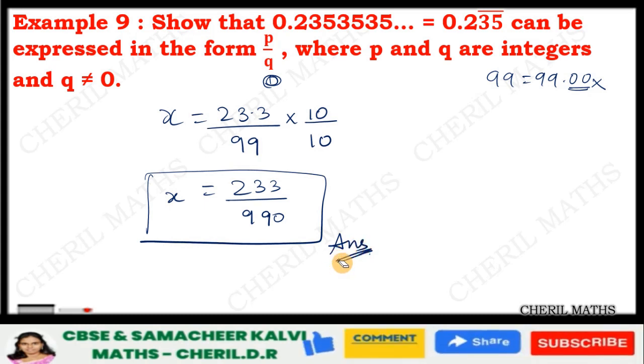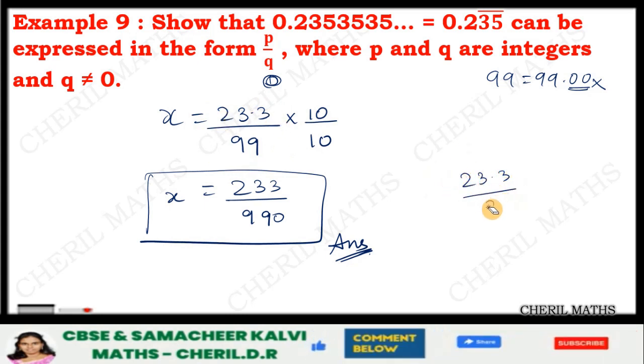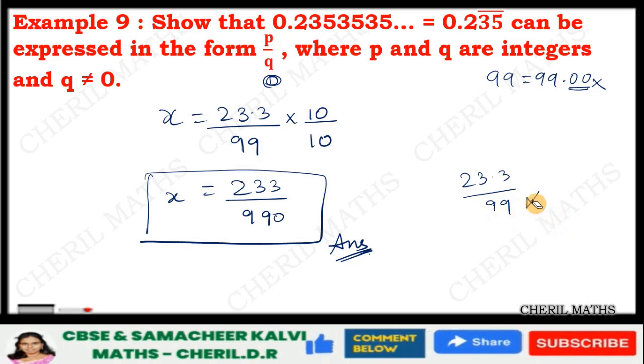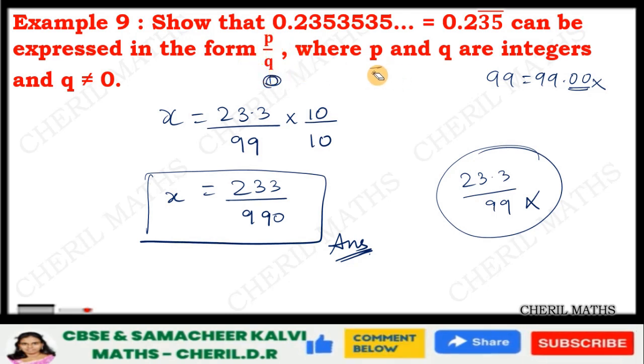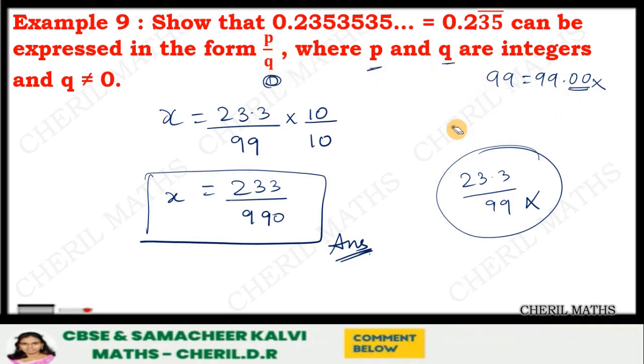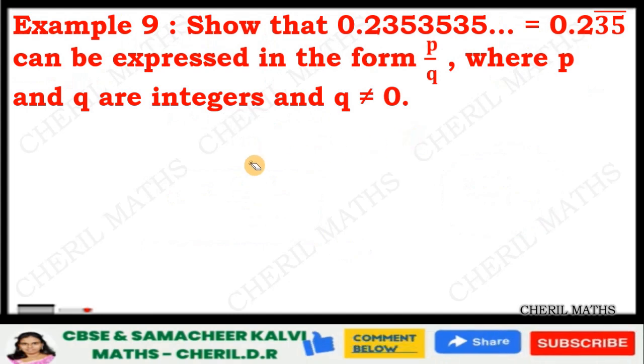Is it clear, children? Yes. So be careful with this, because you cannot leave it like that. If you leave the number as 23.3 by 99, the teacher will not give you marks, because you are asked to find it in the form p by q, where both p and q are integers. Is it clear, children?